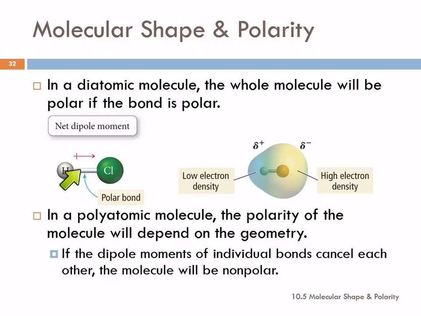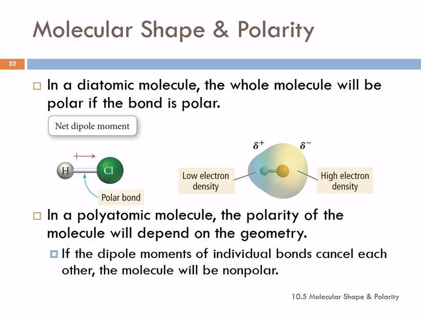Here, hydrogen and chlorine do not share their pair of electrons equally. Chlorine hogs the electrons, or is more attractive to the electrons, and so this end of the molecule has a slightly negative charge. It has a higher electron density. This end has a low electron density. The molecule itself, being polar, affects the chemical and physical characteristics of that substance.